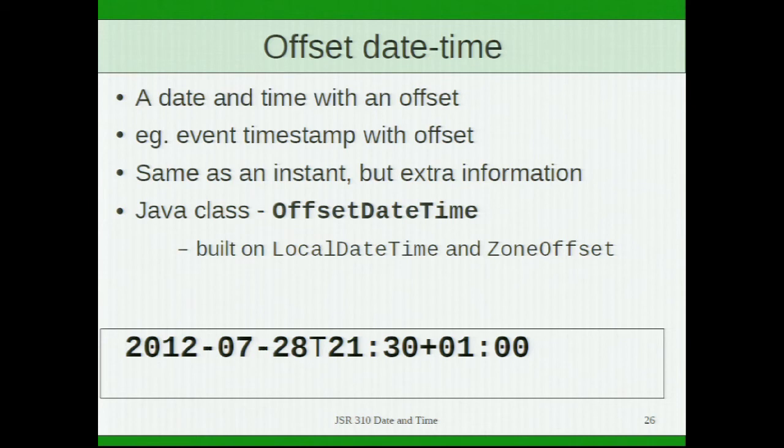So if you remember back, we had the instant class. The instant class was a point on the timeline that had no information about human scaling time. You couldn't find the year, the month, the day out of it. Whereas an offset date time represents exactly the same point on the timeline, but because we've got the offset in there, we can actually now define what the year, month, day, hour, minute, second is. So that extra piece of information allows us to convert the overall instant to a date and time.